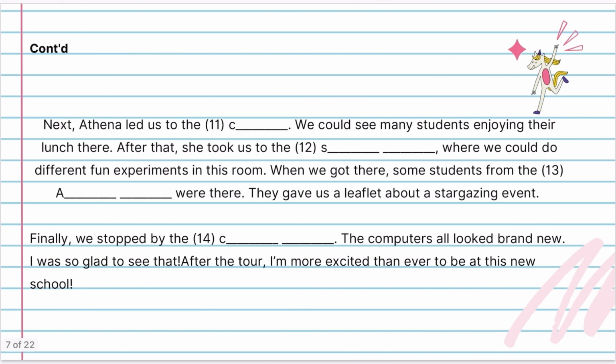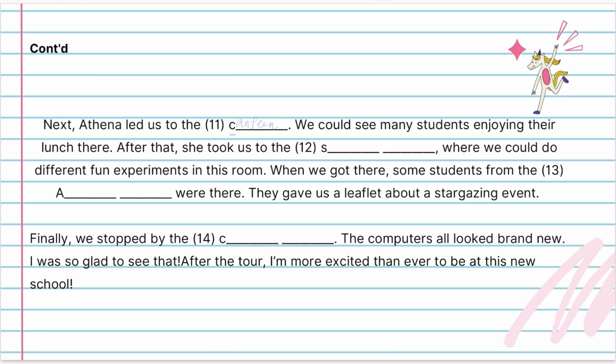Now, let's move on to the next page, okay? The next blank. Next, Athena led us to the, okay, so Athena led us to, it must be a place again, okay? It must be a venue again. So the letter starts with the letter C, and the tip is you could see many students enjoying their lunch there. So this word refers to a place where students have lunch. The first letter starts with the letter C. So where do students usually eat? Where do students usually have lunch at school? Yes, that's the canteen.